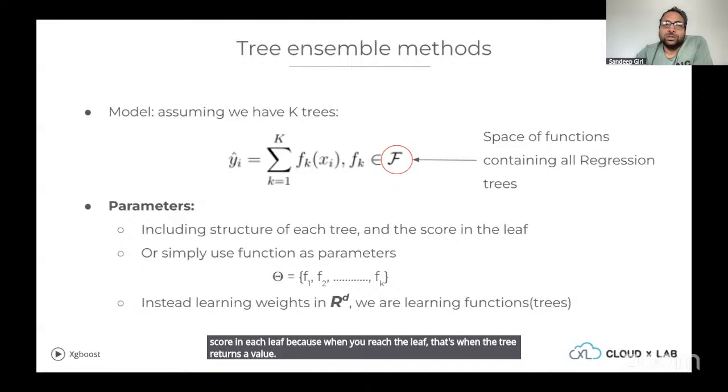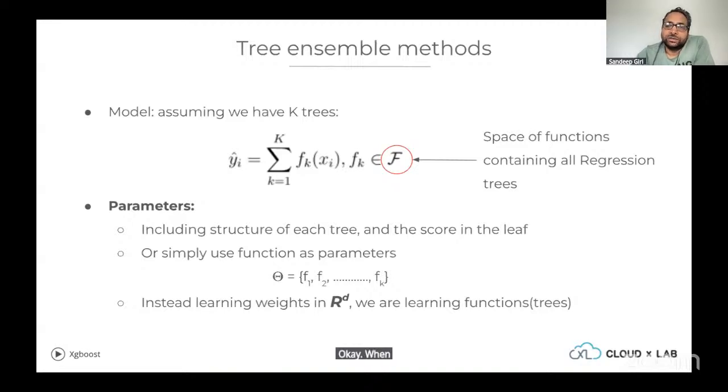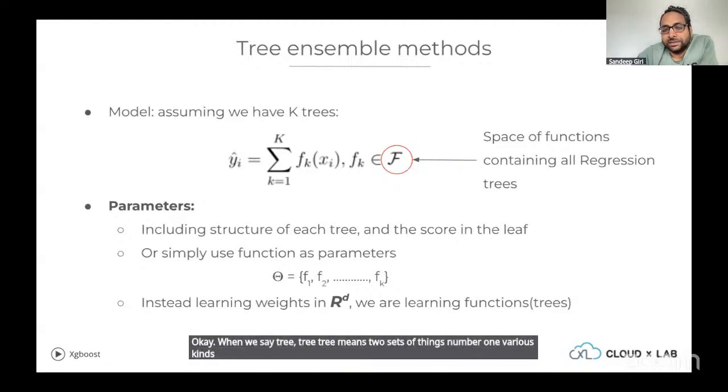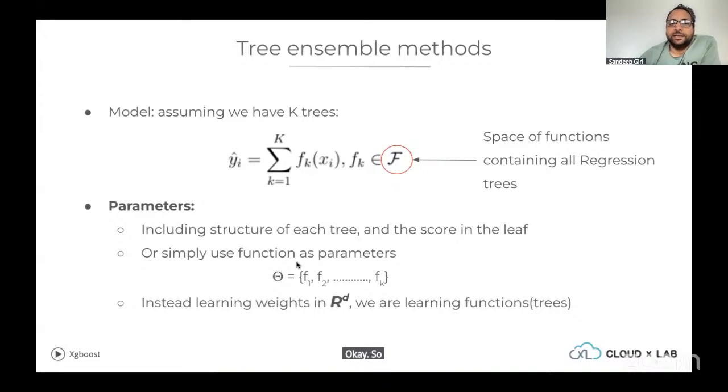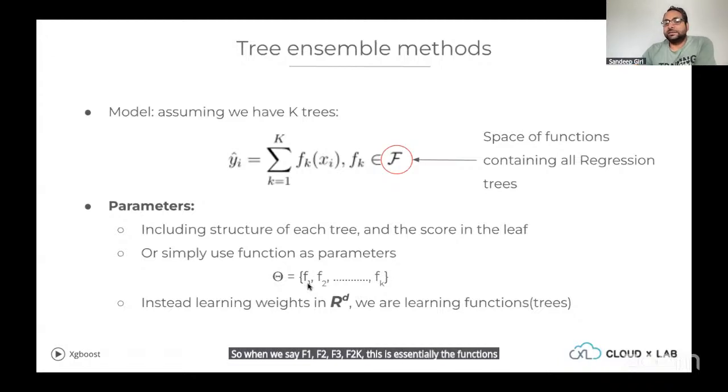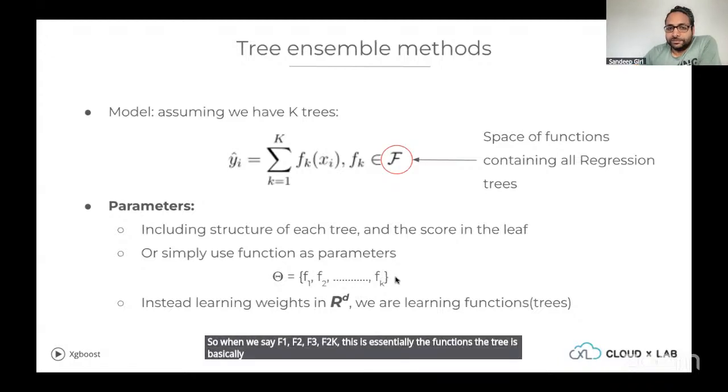So when we say tree, it means two sets of things. Number one, various kinds of boundary conditions or the splits, plus the scores in the leaf. So we can simply use the tree like a function, f1, f2 up to fk. So when we say f1, f2, f3 up to k, these are essentially the functions. The tree is basically represented like a function.